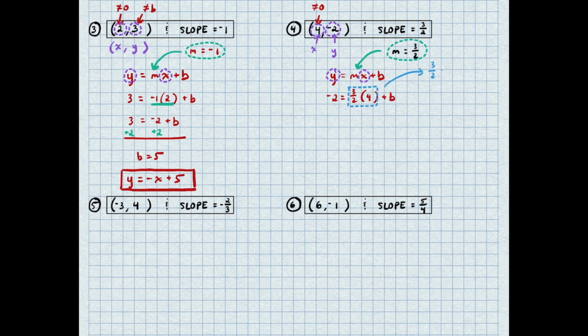3 over 2 times 4 is just 4 over 1, and we can cross cancel this 2 and 4 to make 1 and 2. Multiplying this together, we'll get 6 over 1, or just 6. Substituting that back in, we're going to get -2 is equal to 6 plus b. To find b, we're going to subtract 6 on both sides here, and from that, we're going to get b is equal to -8. Our final equation here is going to be y is equal to 3/2 x minus 8.